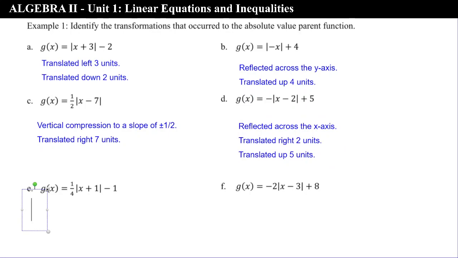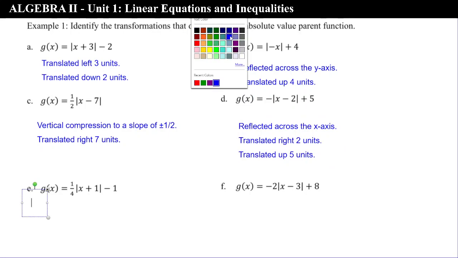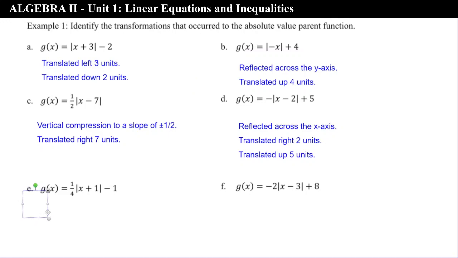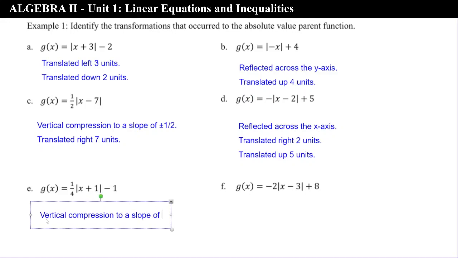Okay, moving to the next one. We have a 1/4 on the outside. So that 1/4 means that we have a vertical compression to a slope of plus or minus 1/4. And then we have a +1 on the inside, which means we are translated left 1 unit. And then we also have a -1 on the outside, which means we're translated down 1 unit.